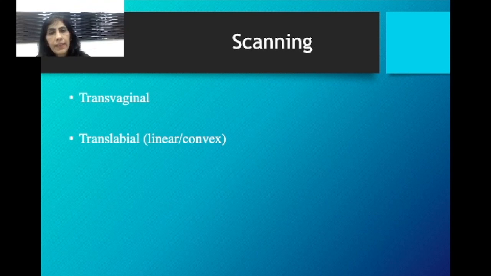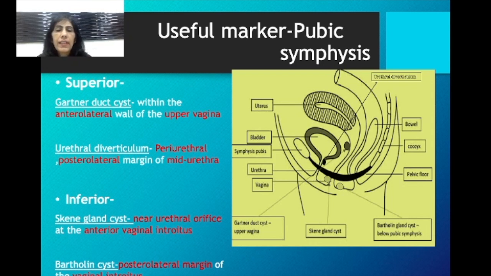So let us now go to the cysts one by one. This is an important landmark that you can remember, which will help you differentiate different forms of cysts. The cystic areas we are going to talk about are the Gartner's duct cyst, the urethral diverticulum, Skene gland cyst, and Bartholin cyst. Whenever you see a cystic lesion in the vaginal area, you can go in for a transvaginal or translabial scan and see its location in relation to the pubic symphysis. It will help you differentiate things, as we will see further.